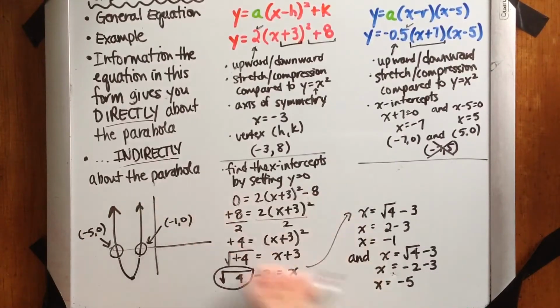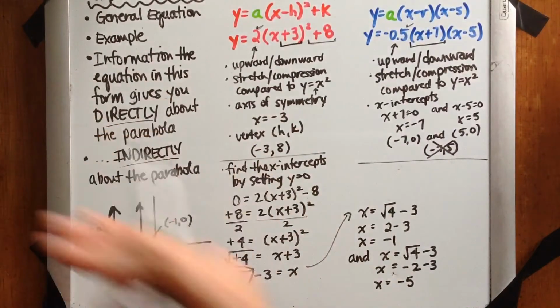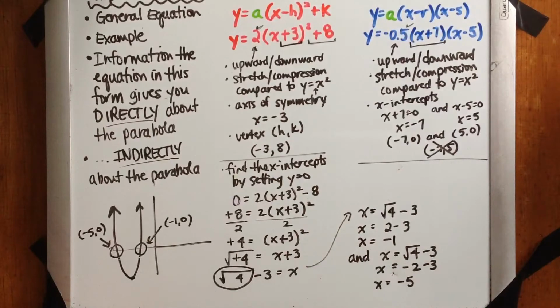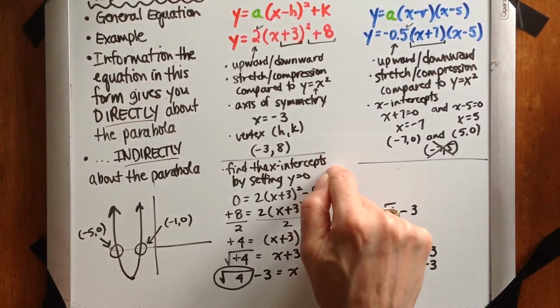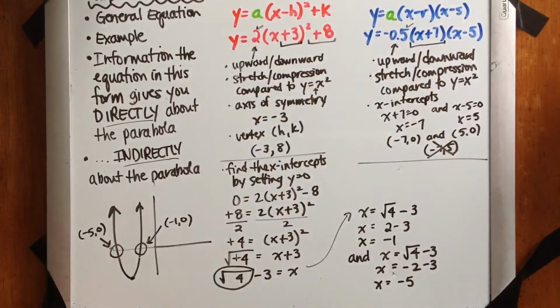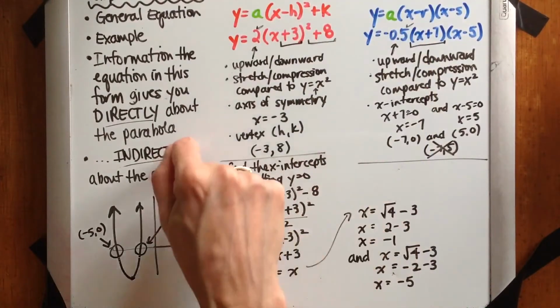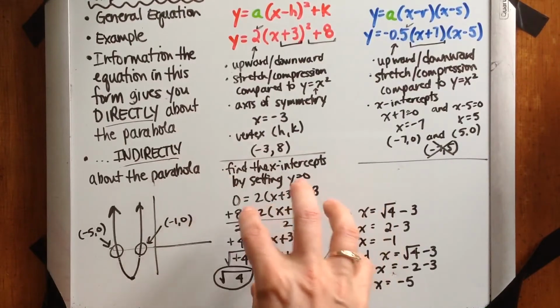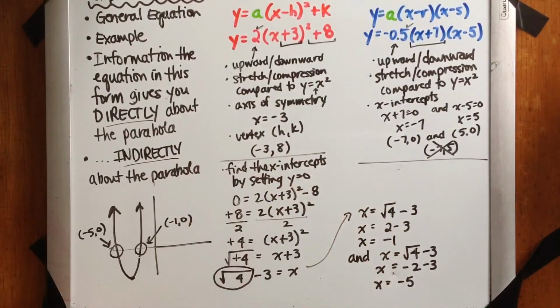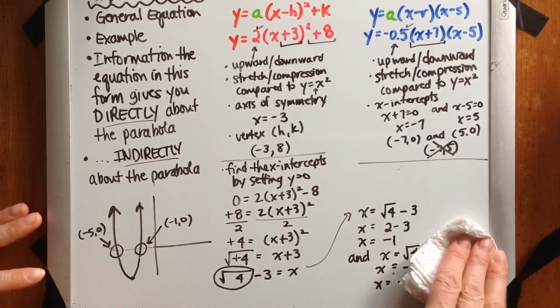Now again, we don't need to know about this for the unit we're currently in, but it's a cool little precursor into the next unit, that it is possible to find the x-intercepts when you're in vertex form. It just takes a little bit of work. It's indirectly available through some extra little tasks. Okay, what about intercept form?